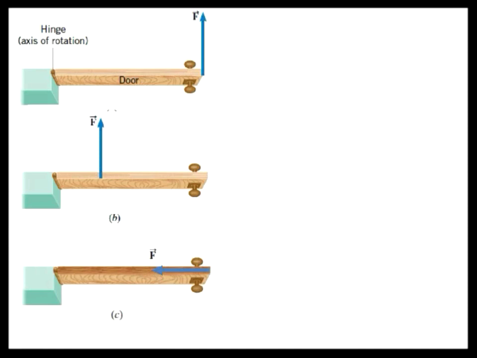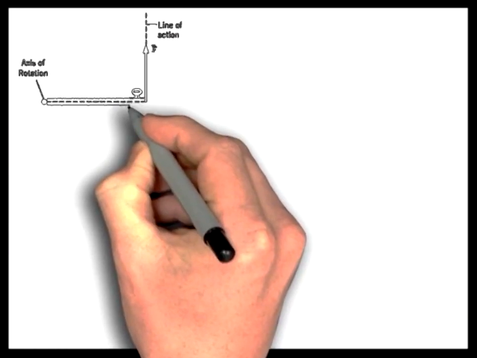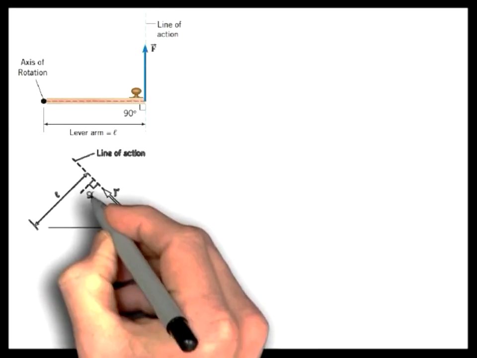However, the angle at which the force is applied is also important. In panel C, we apply the force as far from the axis as we can, but it is directed in toward the axis of rotation. For this situation, the torque on the door is actually 0, and it won't rotate at all. This next figure shows a similar situation with an overhead view of the door.